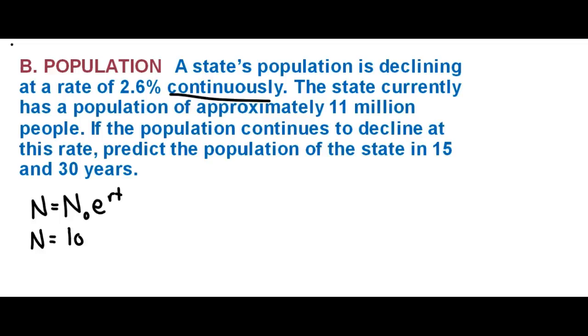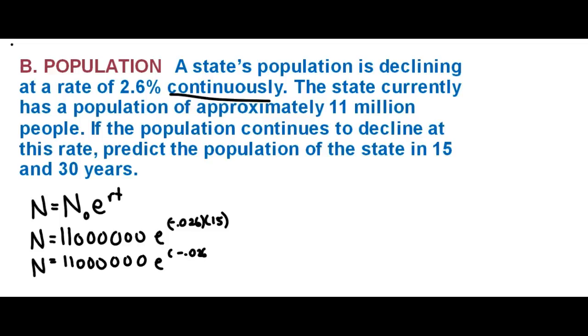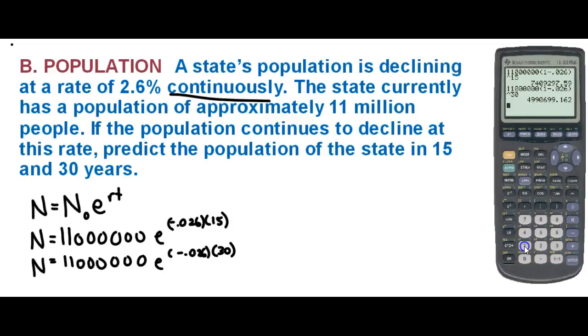So I'm just going to do it twice in my calculator. Once is going to be 11 million times e to my rate. And remember, it's negative 0.026 times time, which is 15. And we'll look at the same situation with negative 0.026 times 30 for my time. We'll put these in my calculator: 11 million times e to the negative 0.026 times 15.